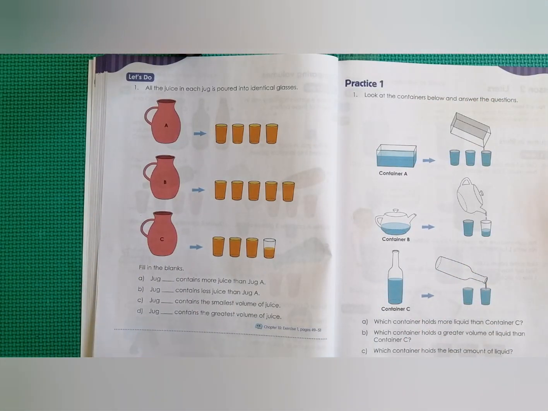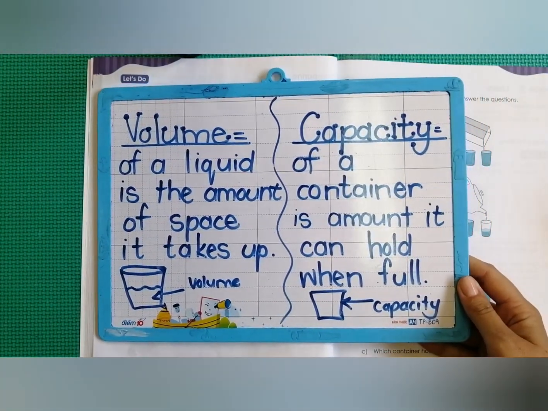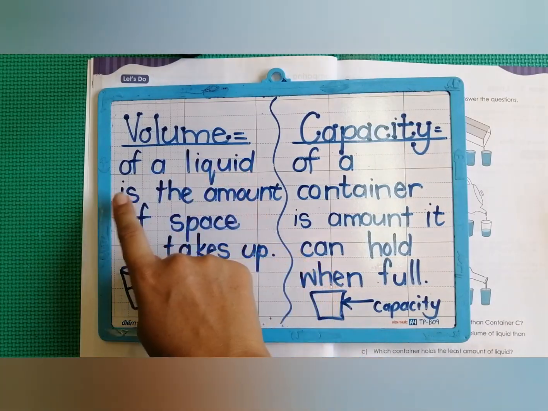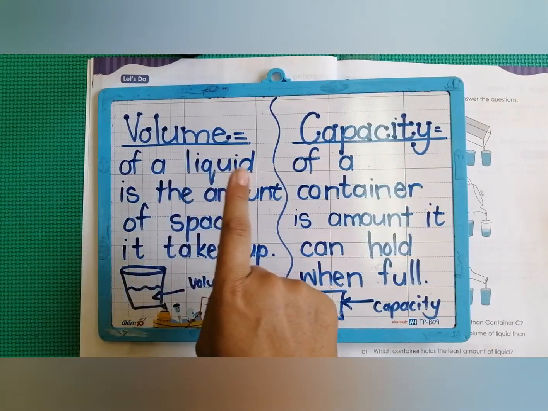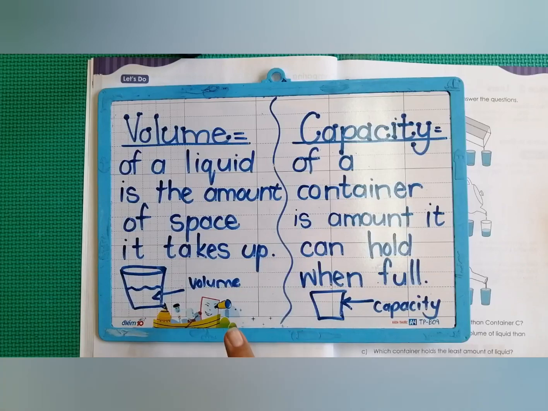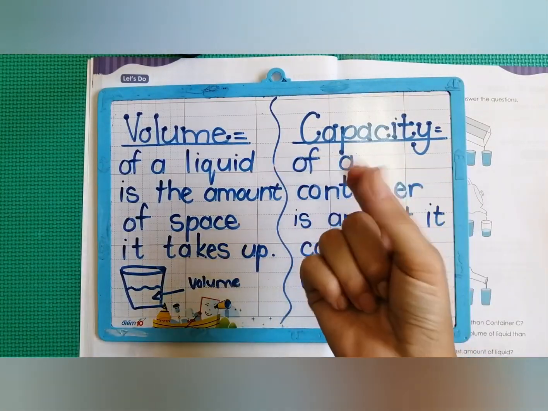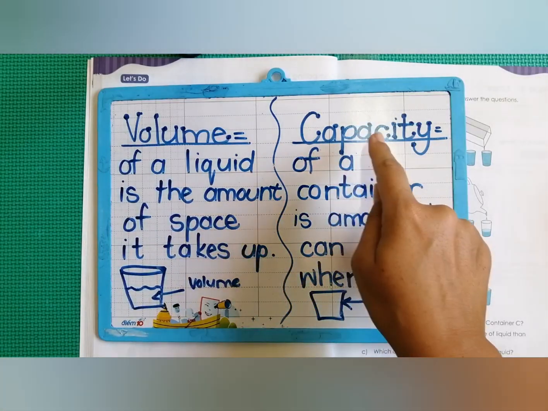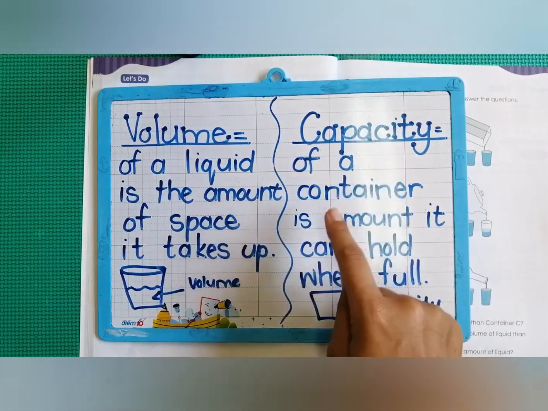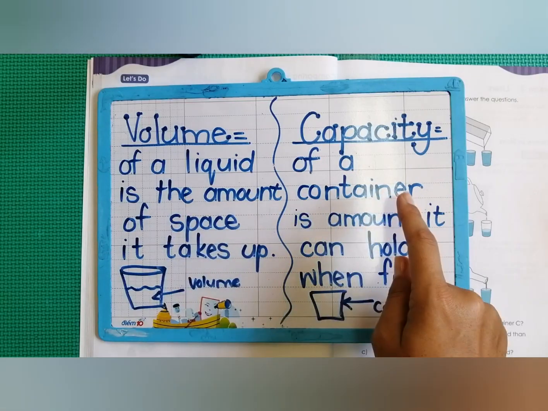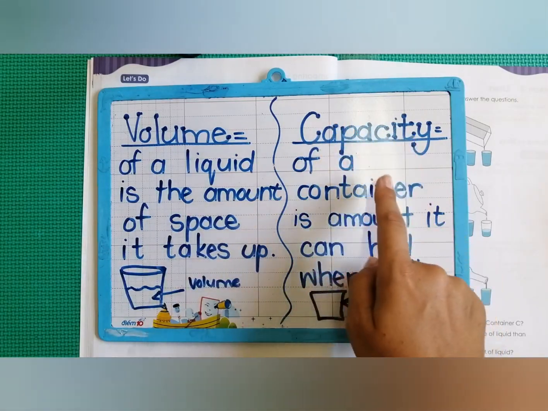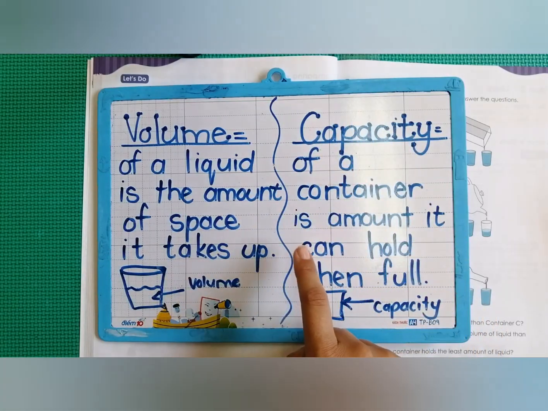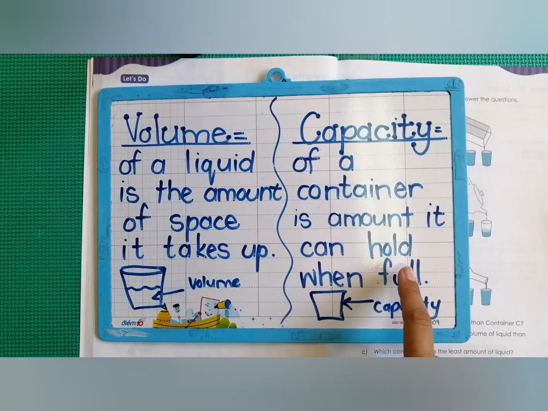Okay. Before I finish up, I want to just remind you, volume of a liquid is the amount of space it takes up. The volume. Volume and liquid, those two go together. Capacity and container. The capacity of a container is the amount it can hold when full.